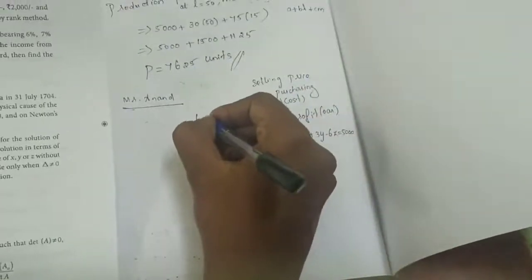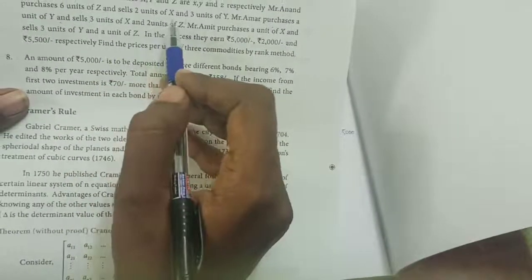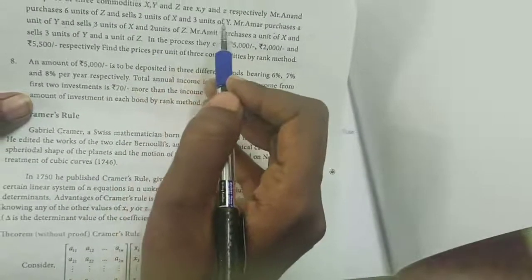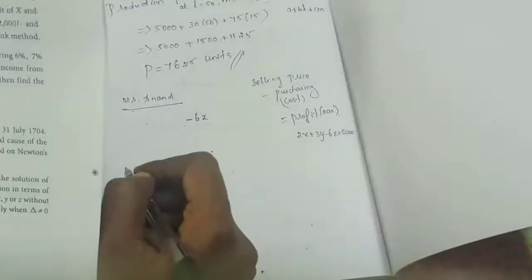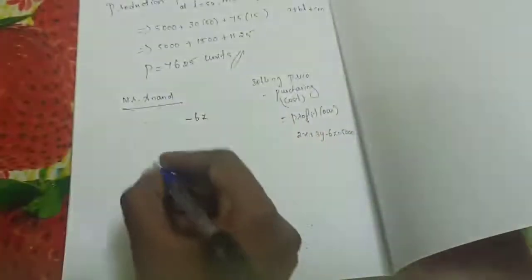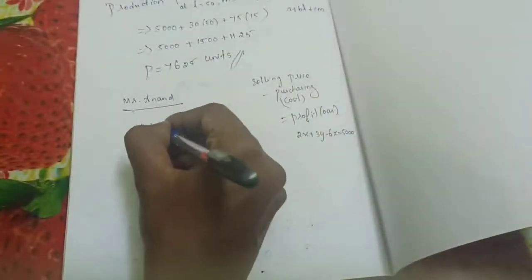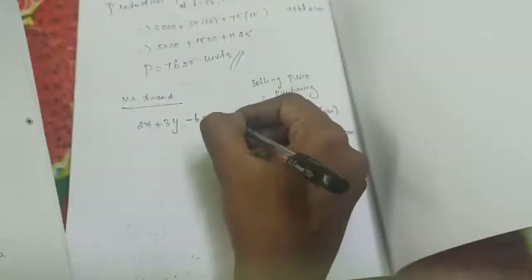So Mr. Anand purchases 6 units of Z. So 6 units of Z in the sense 6Z. Okay, 6Z and sells 2 units of X and 3 units of Y. Okay. So here it will be minus. Understand? So purchases means it will be minus. Remaining sales means it will be plus. So 2x plus 3y. How much he is earning? They gave us, it right, 5,000. So it is 5,000. So same as that.